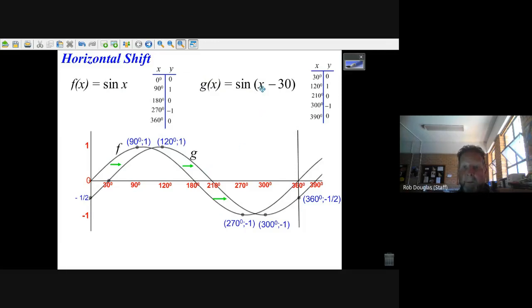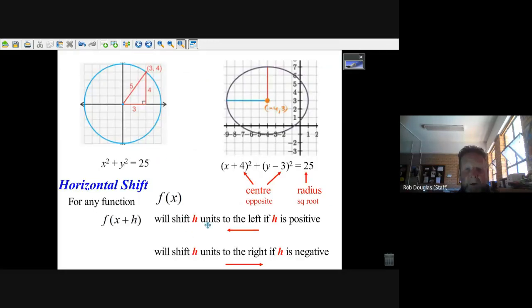You know, with the function when you see x minus 30, it moves in the opposite direction of where you see the number there, minus 30. And all functions work like this. Inside a bracket, it works the same way. You can come up with a general solution: if you go f of x plus h, if h is negative, you go that many units to the right. If it's positive, you go that many units to the left.